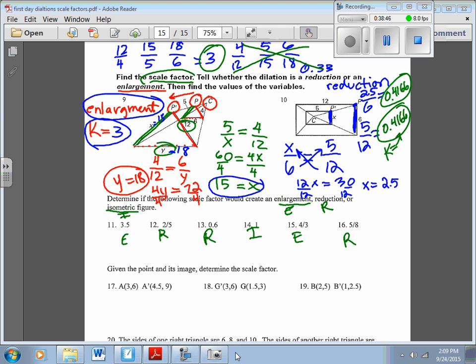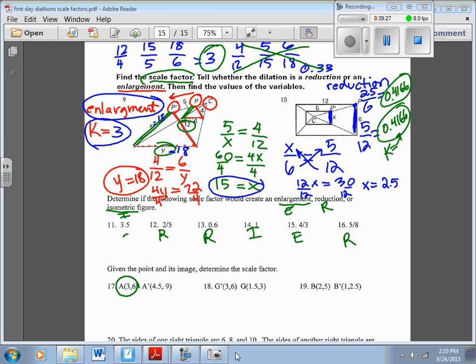All right, the next part is a little bit interesting. It says, given the point and its image, determine the scale factor. So for number 17, which one is the original image? 3,6 is the original image. Does everybody understand? A prime is the new image. Is that an enlargement or reduction, you think? It's an enlargement. You see that the 3 and the 6 became bigger?